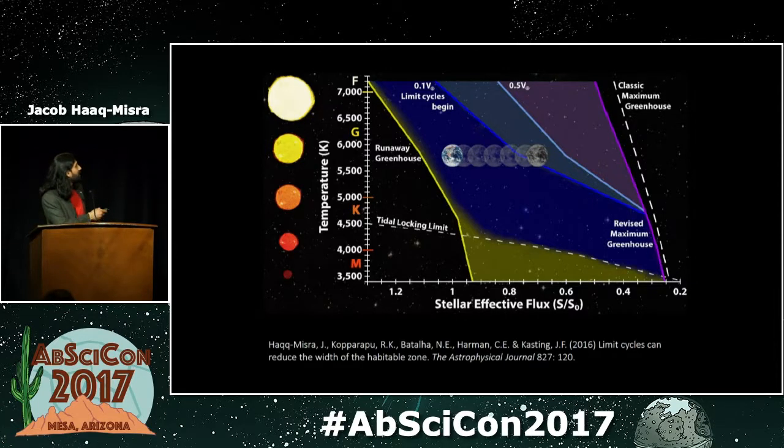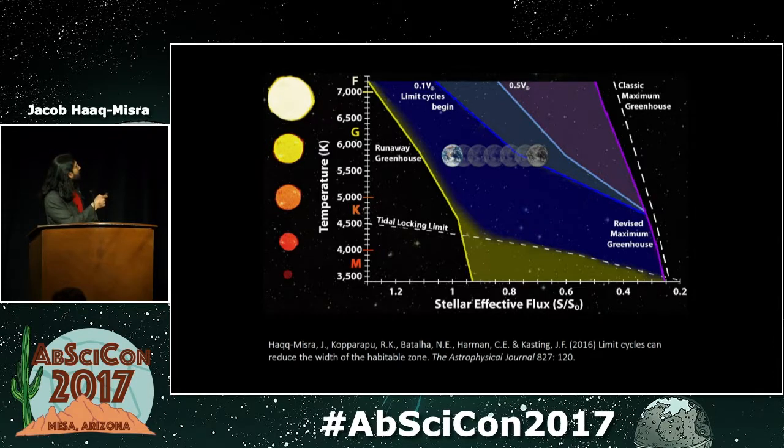So when we do this, here's the new version of the habitable zone that you get. It's a function of the volcanic outgassing rate, as I just mentioned. So we've drawn a couple of lines here. This line is if the volcanic outgassing rate on the planet is 1/10 of Earth today, and this is if it's half of today. If it's equal to Earth today, then this line is out here and the planet doesn't have limit cycles at all. So again, it's definitely a function of volcanic outgassing rate.